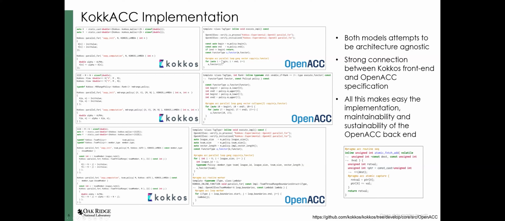So for example, for a single range, we need to use just a very simple OpenACC parallel for loop pragma. While in a multidimensional range, it's a little bit more complicated, but we only have to add the collapse keyword as part of the pragma, and that's it. So it's extremely simple to implement.